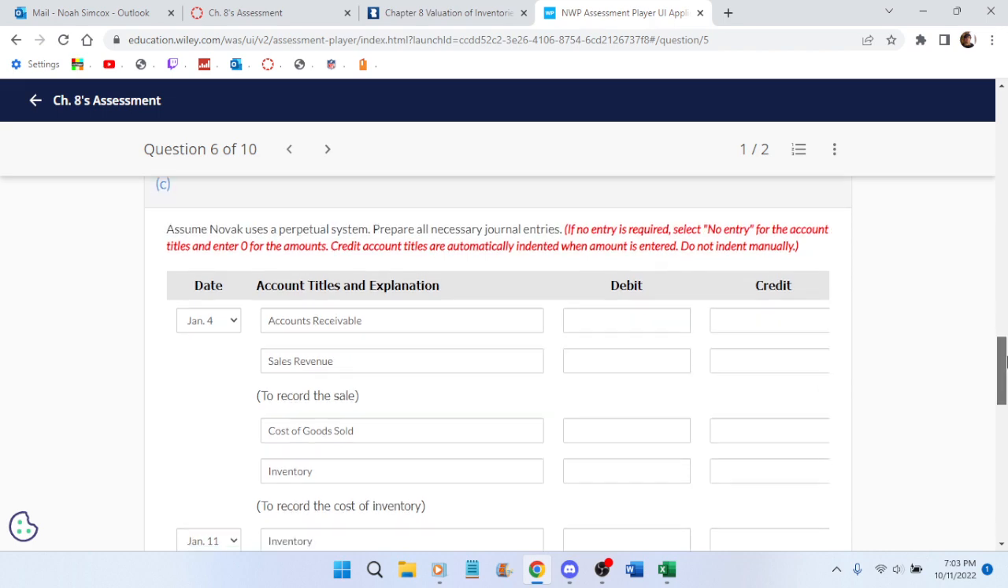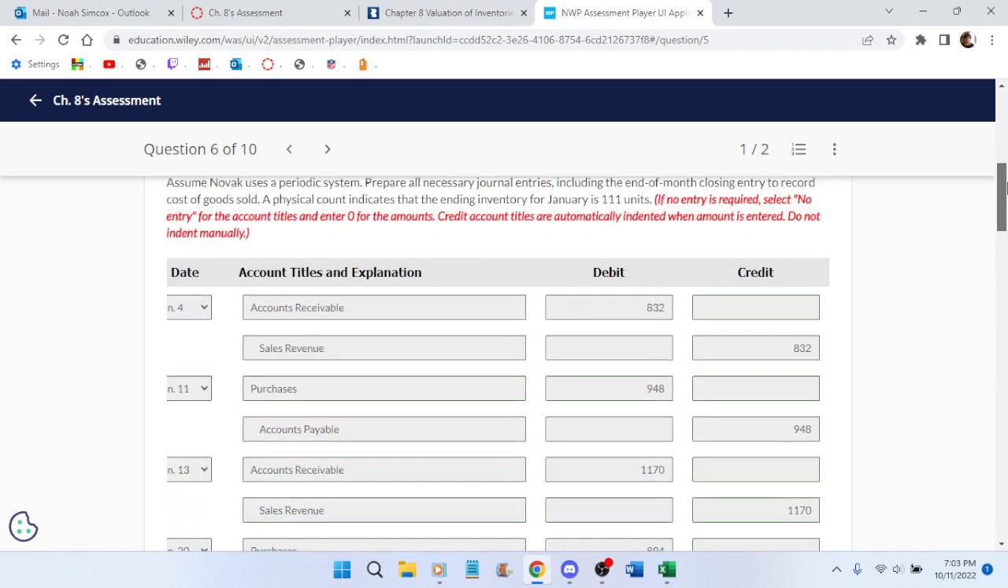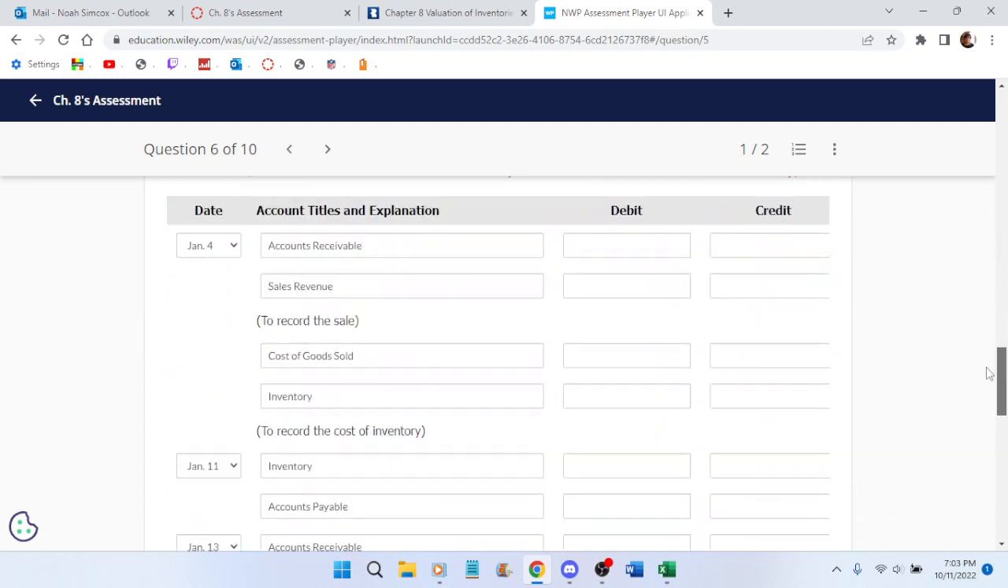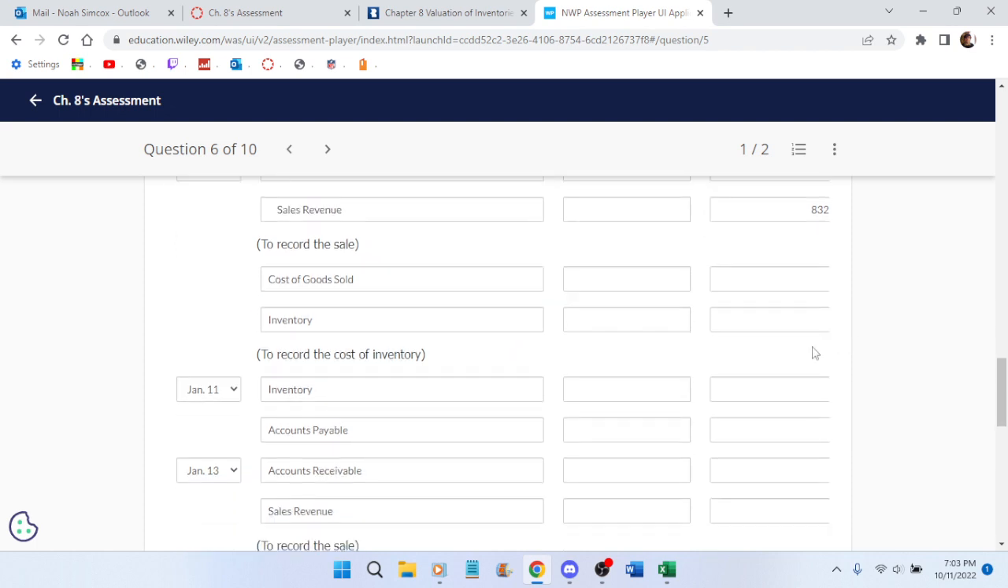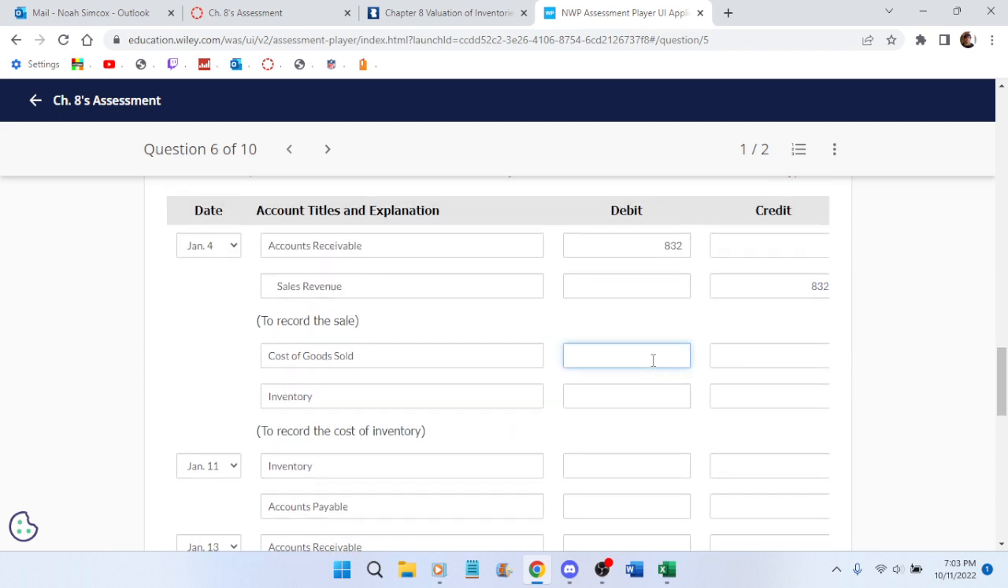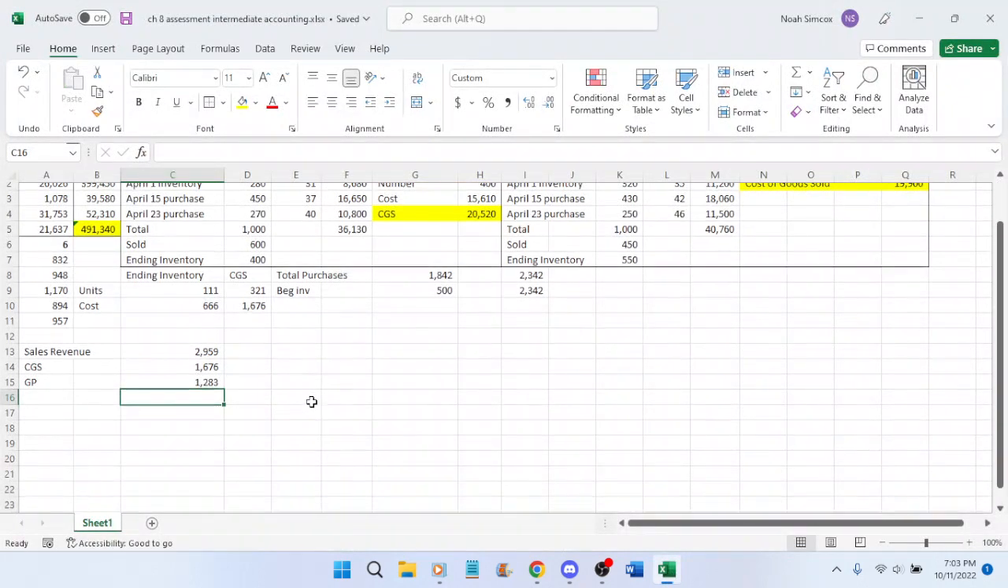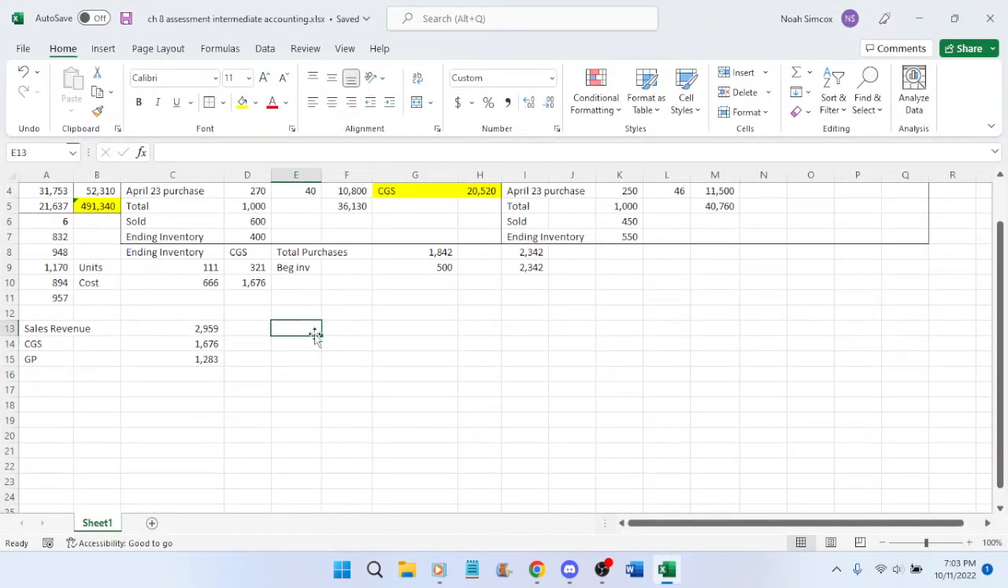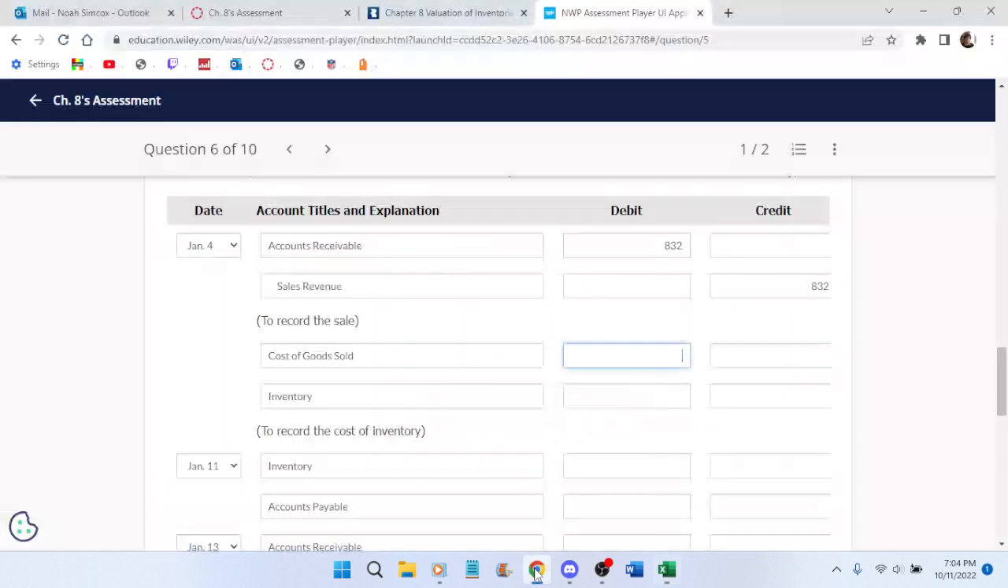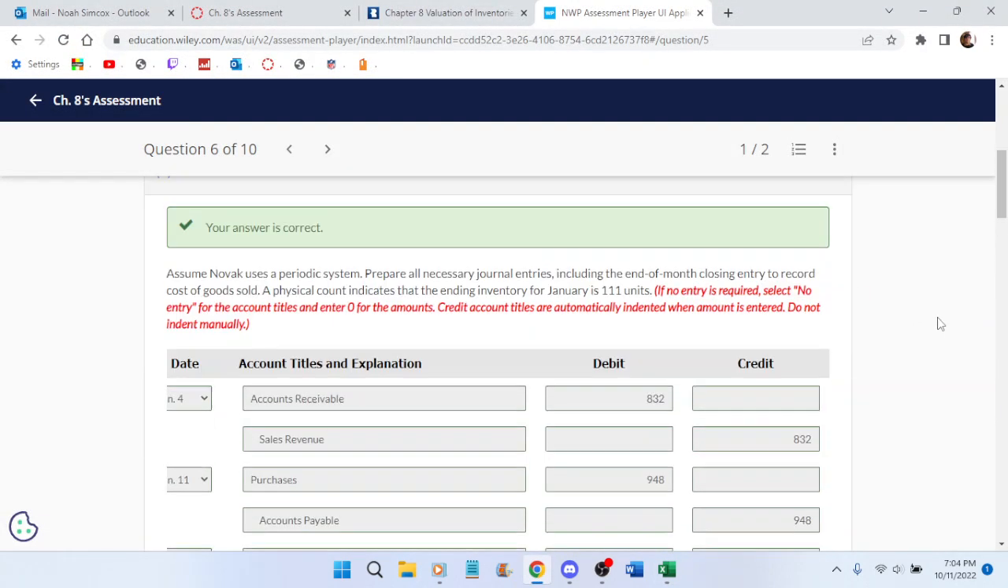So January 4th, we already calculated all the amounts. 832. Now, unfortunately, cost of goods sold we have not calculated yet. Dang it. So, how about January 4th cost of goods sold?